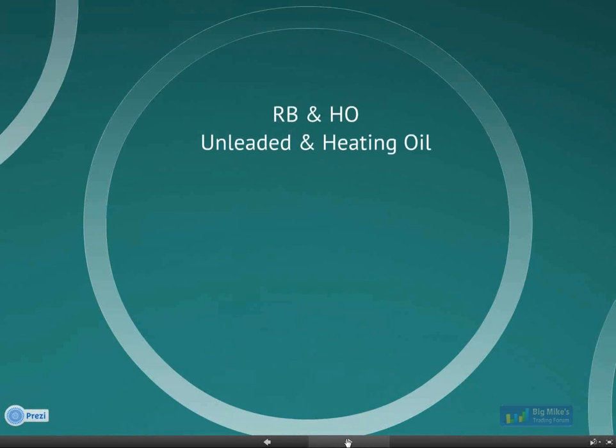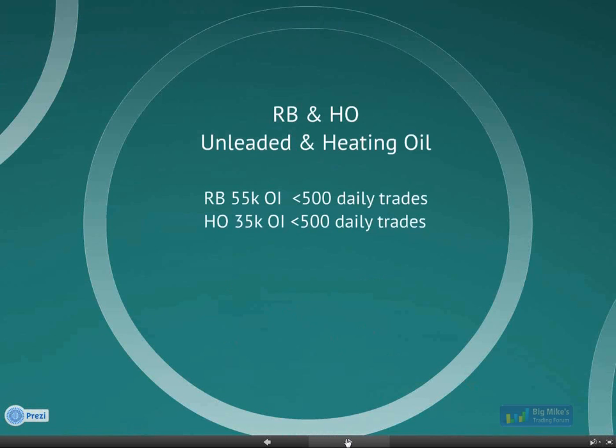RB and HO, unleaded and heating oil, 55,000 open interest on unleaded, but less than 500 trades a day. I mean, there's just not much done there. Heating oil, only 35,000 open interest and less than 500 trades a day. It's just very thin market. There are some decent return on investments, but if you sell an option there, you're pretty much going to be stuck with it because it's not going to be easy to get in and out. So you want to be really far out of the money, and if you do them, just plan on holding it right away so you're not going to be able to bounce in and out of those easily at all.